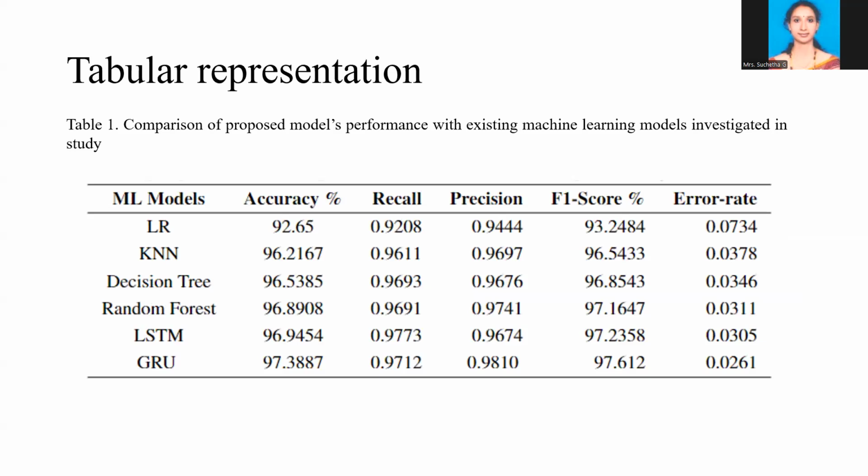So this is the tabular representation comparing the GRU model's performance with the existing machine learning models which have been investigated in the study. Table 1 summarizes the metrics of accuracy for the different models, including the machine learning models and the deep learning model. Accuracy is the model's ability to correctly classify the data while minimizing the error, demonstrating its superiority in correctly identifying the botnet-related data.